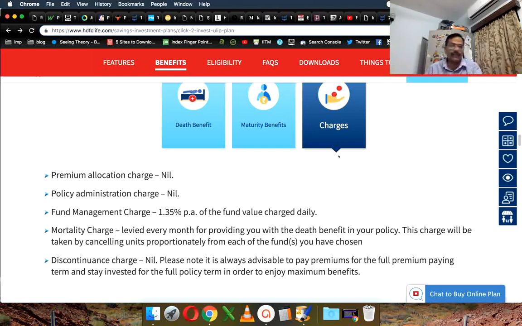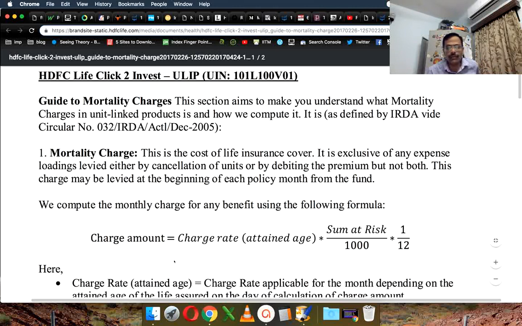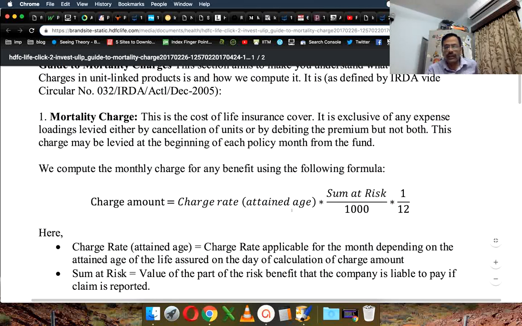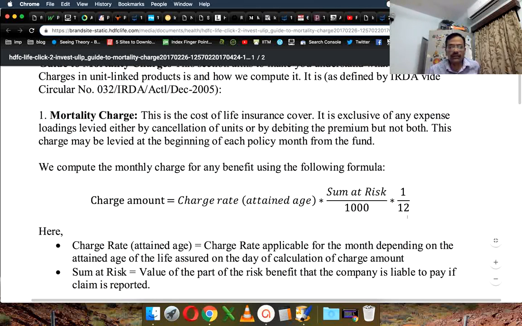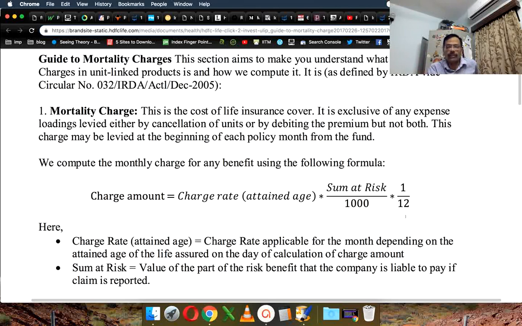They never take this into account. So let's look at a flyer from HDFC explaining what a mortality charge is. The charge amount is the charge rate into the sum at risk by 1000 into 1 by 12. The sum at risk is the value of the part of the risk benefit that the company is liable to pay if the claim is reported.